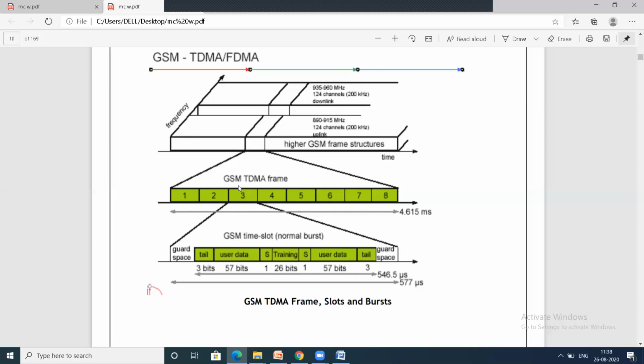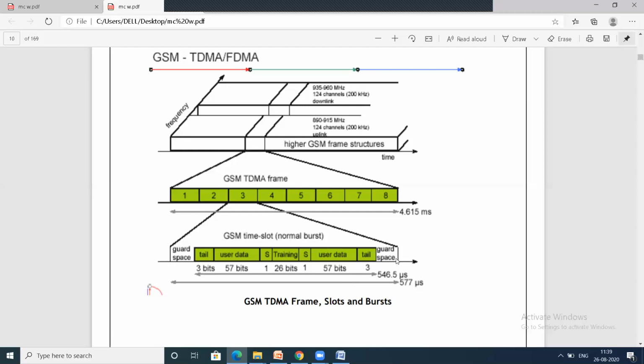Now in the GSM TDMA frame, this is each one time slot. Here we discussed each time slot. Here it is one time slot in the GSM TDMA frame, and each time slot contains these parts: guard space, tail information. This is also a guard space.